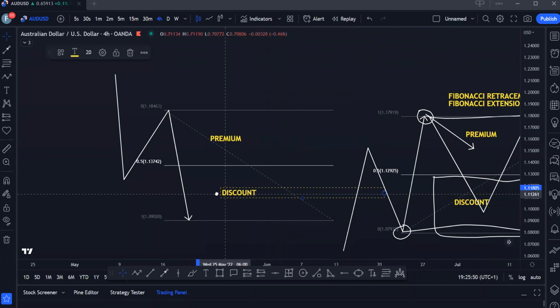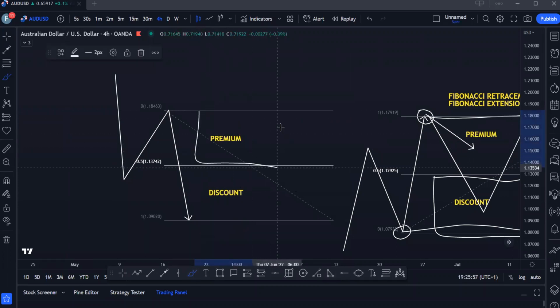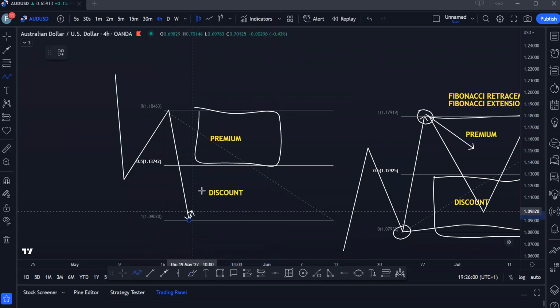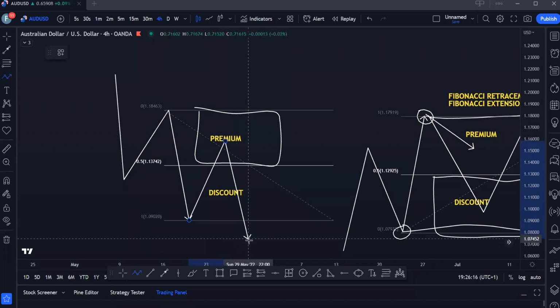When it comes to selling, you want to be selling at premium. All right, so in that case, you want to wait for price to retrace above 0.5 or 50%, before looking for sell opportunities. So you're looking for sell opportunities in this zone here, like so. And then we go all the way down.